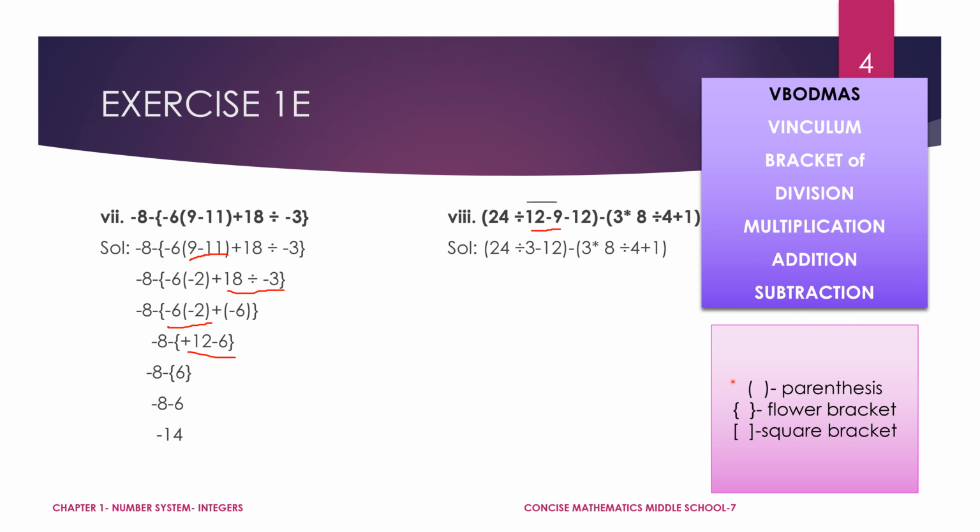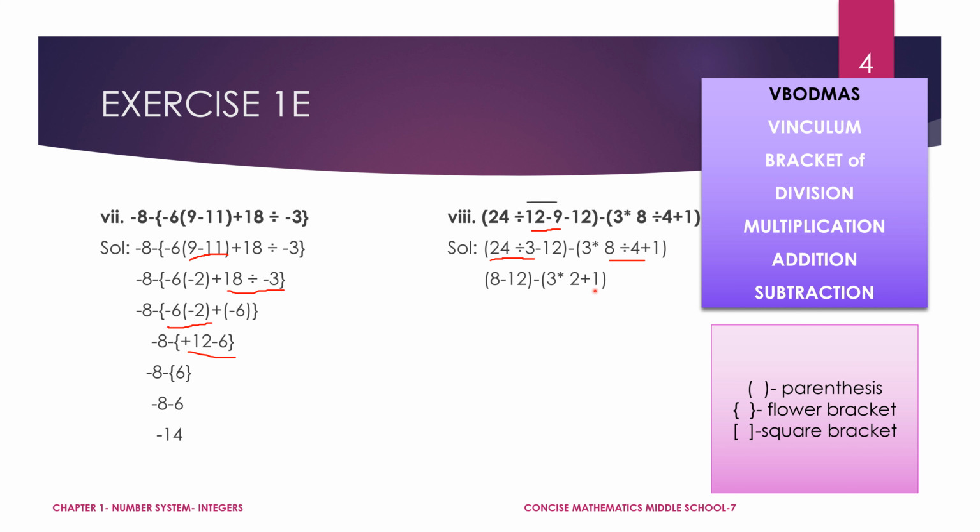Which braces should be given first preference? Parenthesis. Here you are having one parenthesis and here another parenthesis, that is two parentheses. Among those two, do you have any division part? Yes, you are having a division part over here as well as 8 divided by 4. Right, children? So when you divide it, what you get is 24 divided by 3 will be 8 minus 12 minus of 3 into 4. 8 divided by 4 will be 2 plus 1.